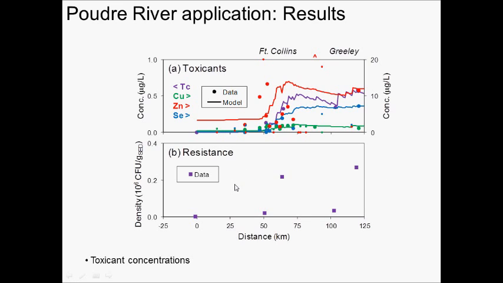All right, so this is the resistance, the density of resistant bacteria in the sediment bed, and you can see that it's relatively low, and then there is an increase, a jump up at Fort Collins, a decrease, and an increase again at Greeley. Okay, so we now want to use the model to simulate this resistance, and what I'm going to do is go through those 3 scenarios that I introduced earlier, the 3 hypotheses.